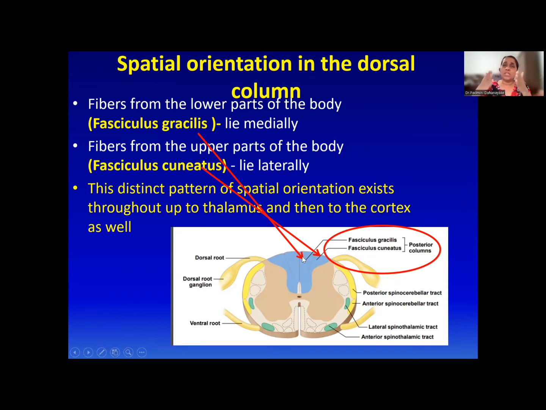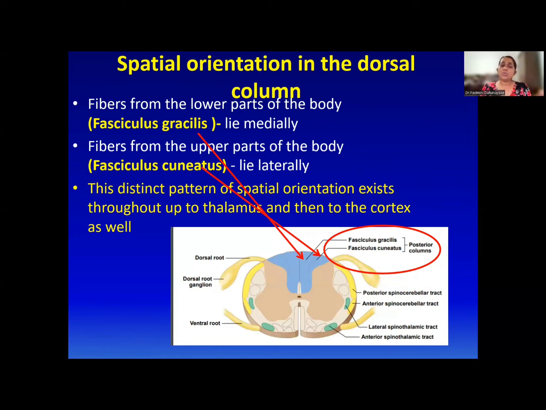These are actually fiber nerve tracts which are located in the dorsal column. So fibers from lower parts of the body are highly orientated in the medial aspect of the spinal cord as fasciculus gracilis, while fibers from the upper parts of the body are highly orientated in the lateral portion of the spinal cord dorsal column as fasciculus cuneatus. Understood? So this distinct pattern of spatial orientation exists throughout the spinal cord up to the thalamus and also to the cerebral cortex as well.